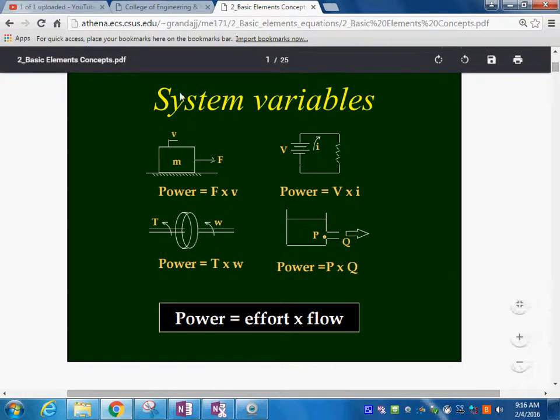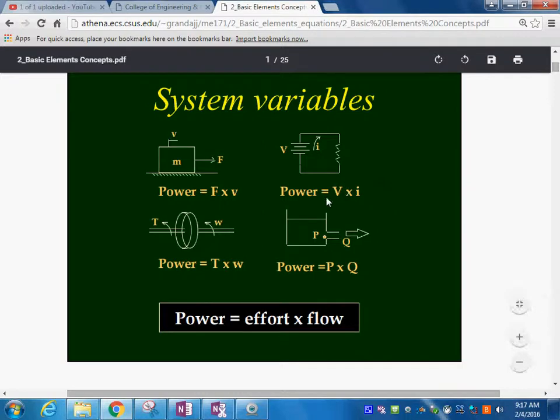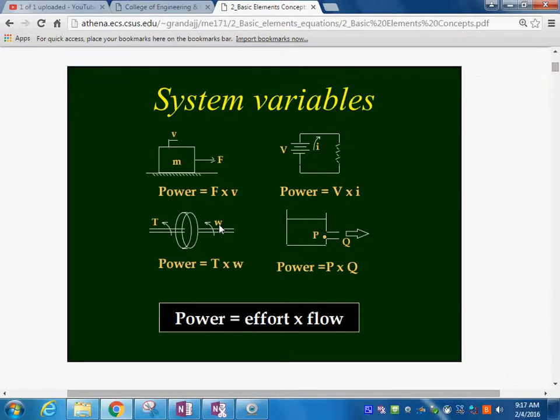In this case, you see the force and the velocity, of course, are the variables of choice on the mechanical side. The voltage and the current are on the electrical side, and you have torque and angular velocity on the rotational dynamic side, and pressure and volume flow rate for hydraulic systems.